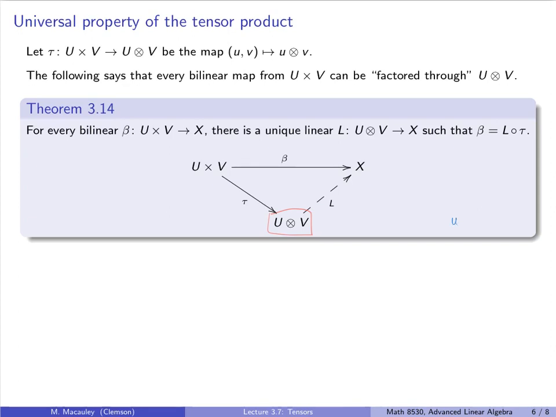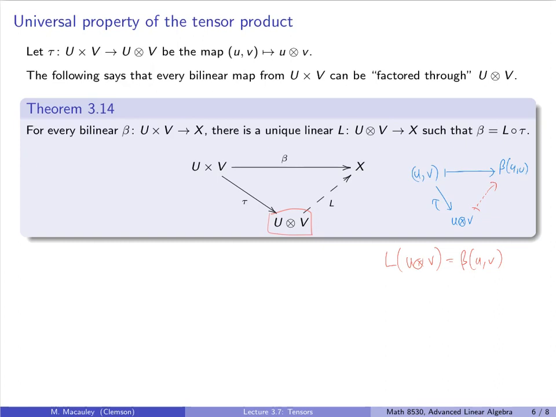And element-wise, if we have U tensor V here, where do we send this thing to? Well, we pull this back to U comma V via tau, and then for this to be well defined, we have to send this to beta of U comma V. So in other words, L of U tensor V equals beta of U comma V.